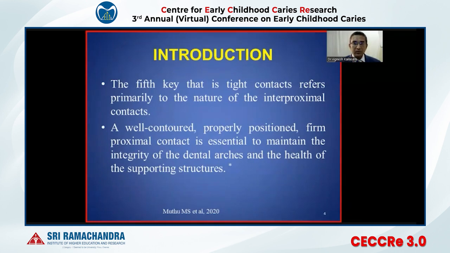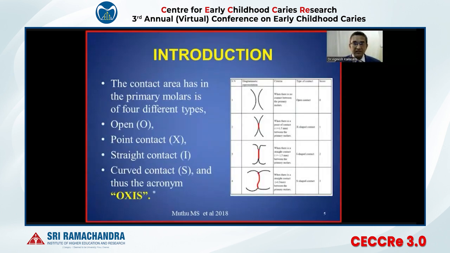Muthu et al. have shown the importance of this tight contact in that it is necessary and important to maintain the integrity of the dental arches and the health of the supporting structures. They have proposed the OXIS classification in the primary molars, where the alphabet O stands for an open contact, that is, the teeth do not approximate; an X contact, which is referred to as a point contact, in which there is less than 1.5 millimeters of approximation; an I contact, a straight contact in which there is greater than 1.5 millimeter of approximation, but the contact is straight; and an S contact, which is similar to an I contact except when it is curved. Thus they came up with the acronym OXIS.